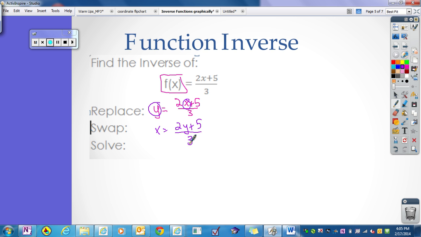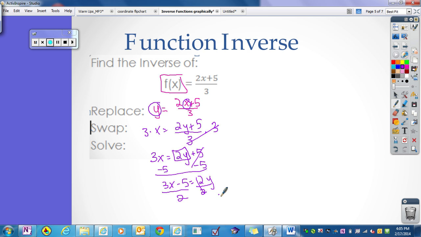Alright, so now this is a longer equation that I'm going to have to solve for y. The very first thing I have to do is get rid of this 3, so that means I'm going to multiply by 3 on both sides, so that means I get 3x equals 2y plus 5. I need to get y by itself, so that means I have to get rid of this 5, so I'm going to do minus 5 on both sides. So I get 3x minus 5 equals 2y. I still need to get y by itself, so I'm going to divide both sides by 2. So we end up getting (3x minus 5) over 2 equals y.